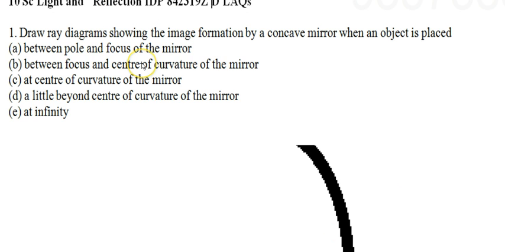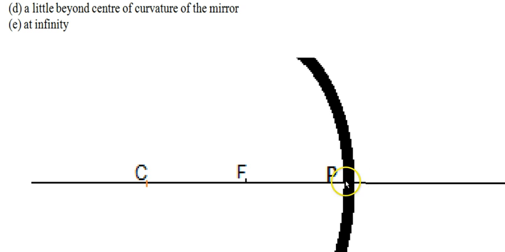Between pole and focus of the mirror. So this is pole and this is focus. When you find an object over here, not a ray of light but rather your object like this, to make a distinction we'll put an arrow over this, as usually you find in all the books. So this is your object O, and now where it is going to make the image.